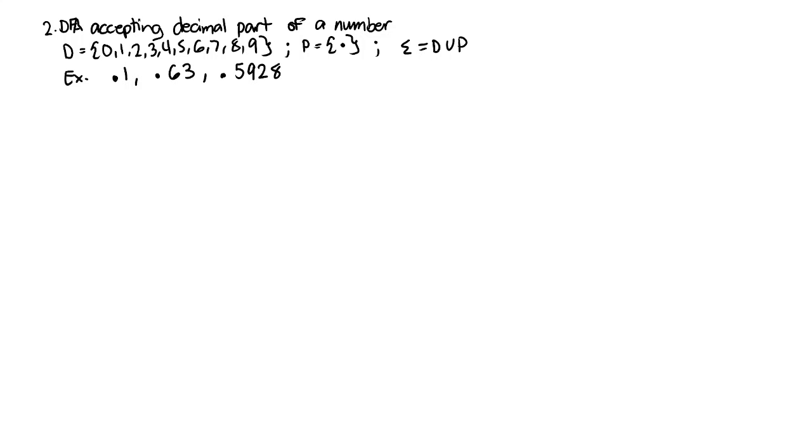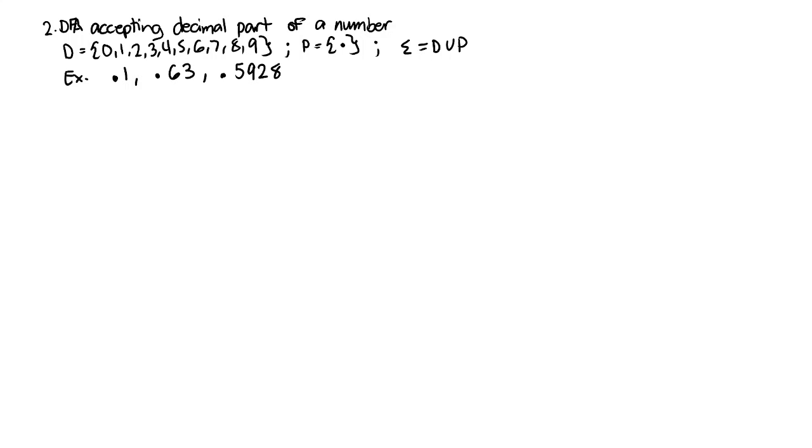All right, let's proceed with question number two, which is a DFA accepting the decimal part of a number. We have our symbols. First, D, which is 0, 1, 2, 3, 4, 5, 6, 7, 8, 9. And then P is the decimal point. Then the alphabet is just the union of D and P.